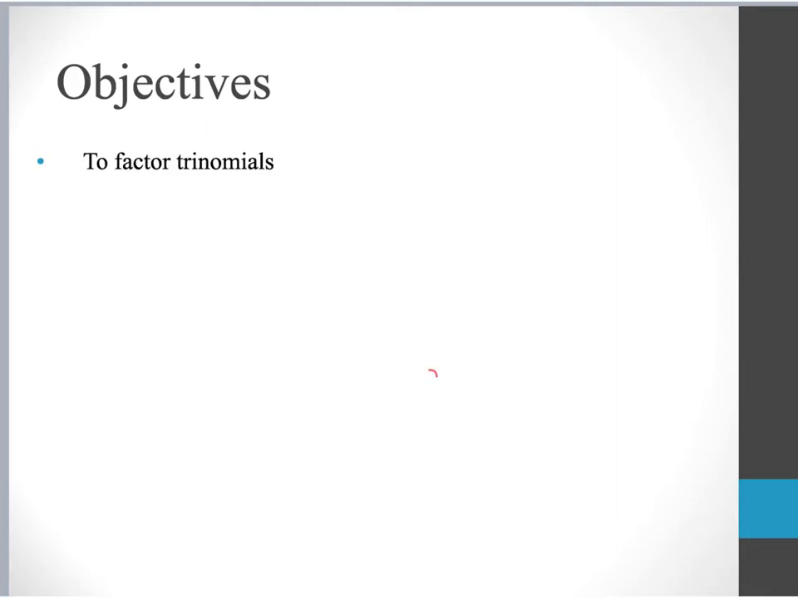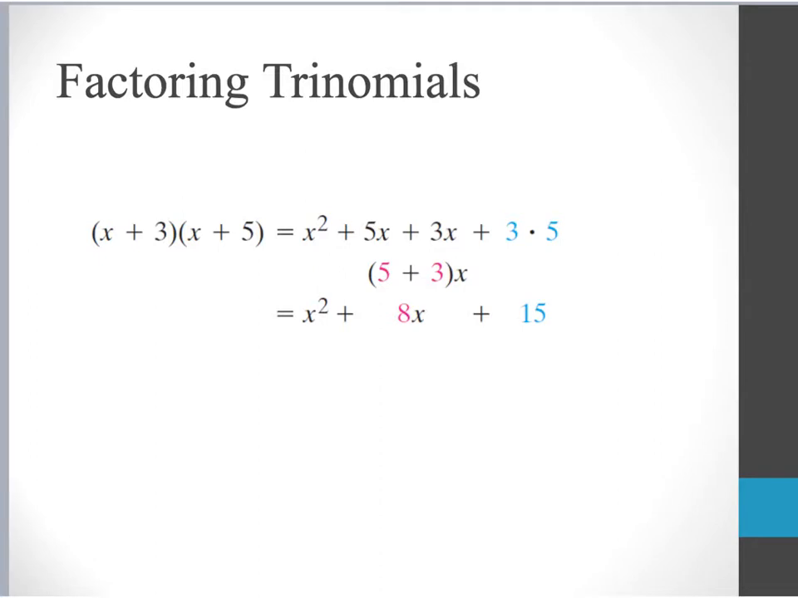Up until this point, what we've been given is something like this where we have some binomials. We know that we can FOIL because I do have two binomials, or distribute, whatever you want to call it, and we end up with a trinomial. What we are going to do now is be given the trinomial, and we're going to have to work this process backwards to end up with the binomials or the factors that created this trinomial.